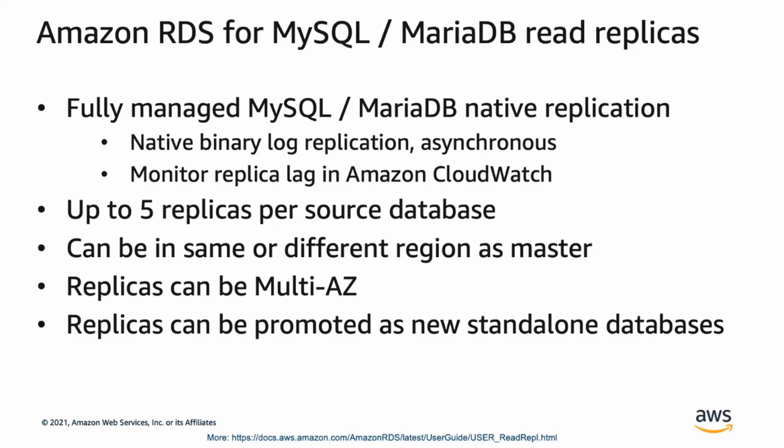And in RDS, you can have up to 5 read replicas, so you can create 5 read replicas within a region or across the regions as well. And once you create a read replica, if you want to keep that read replica in a multi-AZ configuration, you can do that as well. Read replicas can be promoted as new individual standalone instances as well.